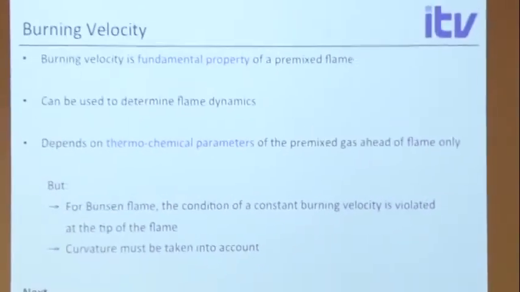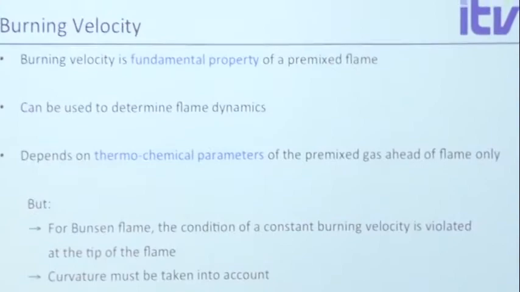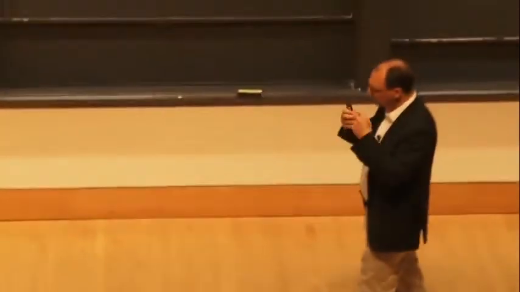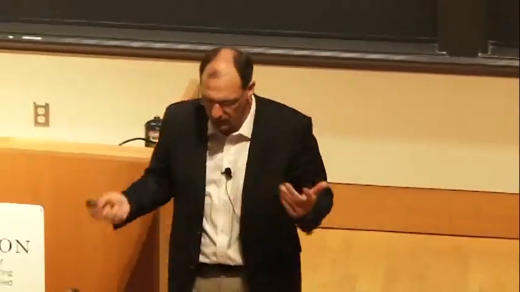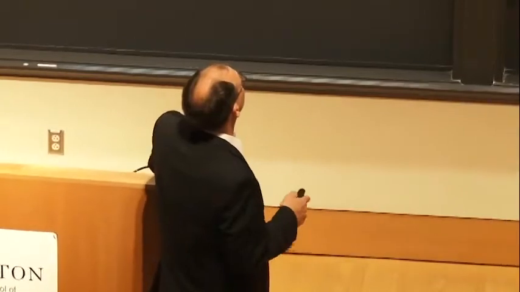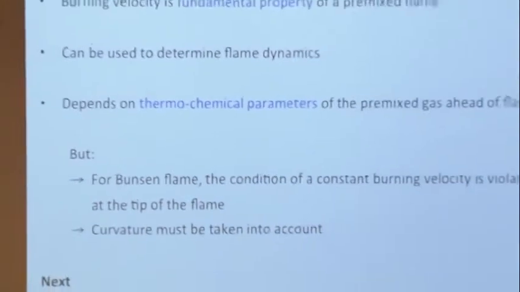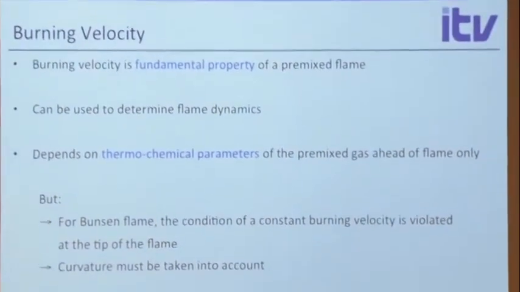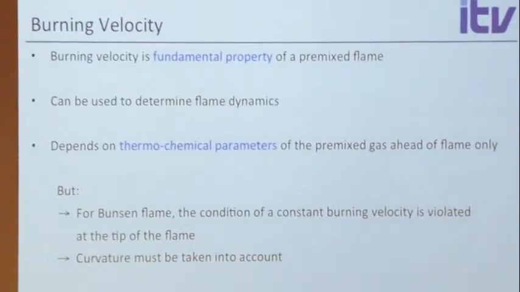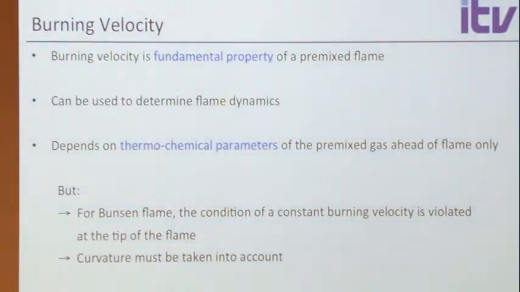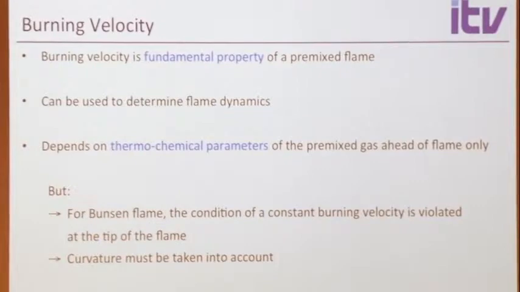Right. So burning velocity is a fundamental property, a given value for a certain fuel. Let's say I take methane at atmospheric conditions with air, then this is a given value. You can measure it and it should always be the same. So this can be used to determine flame dynamics, to compute what a flame does in three-dimensional space in a velocity field, but it can also be used just as a thermochemical parameter to study chemical kinetics, to make sure that all the rates are right.